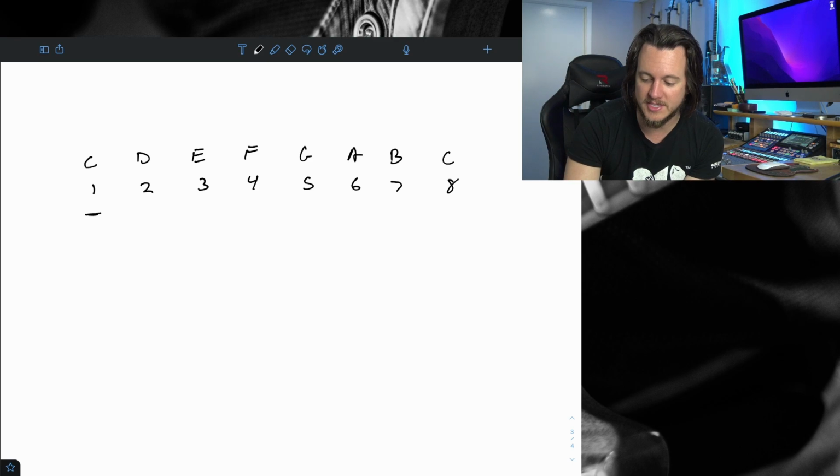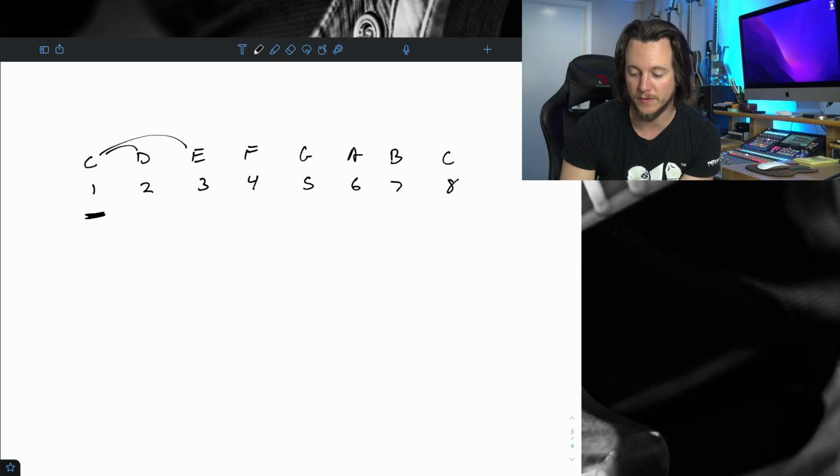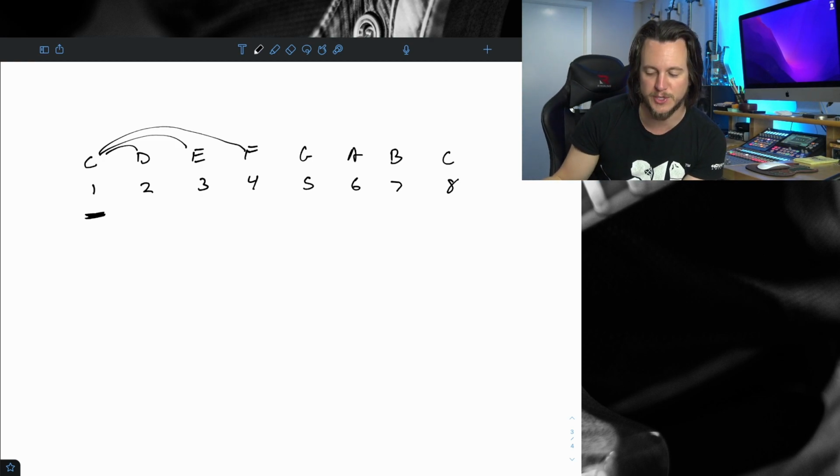So if we just start looking at C, then D is the second, or it's the interval of a second. And then E would be the interval of a third. F would be the interval of a fourth. And it's just following those numbers, right? It's just basic counting. That's step one.